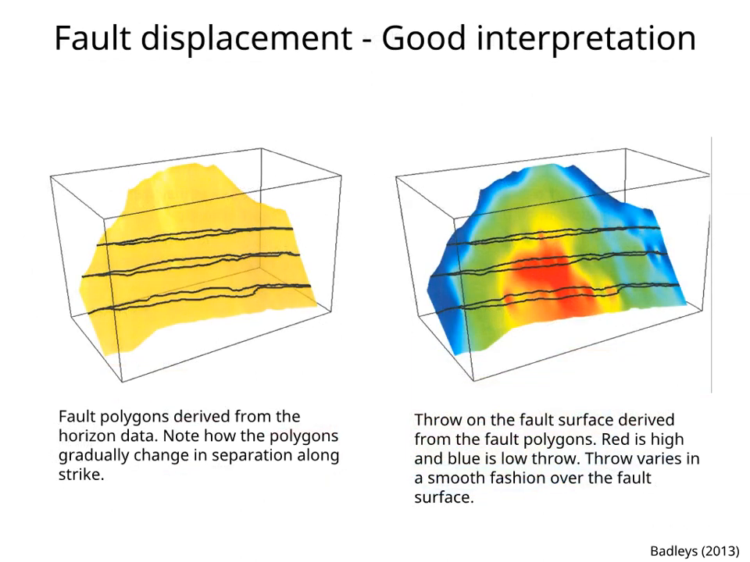The left figure shows fault polygons derived from 3 horizons. Note how the fault polygons gradually change in separation along strike. The right figure shows throw on the fault surface derived from the fault polygons. Red is high and blue is low throw. Throw varies in a smooth fashion over the fault surface.